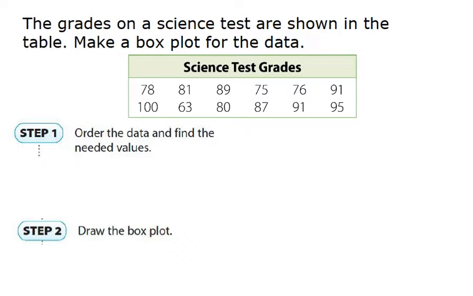The grades on a science test are shown in the table. Make a box plot for the data. The first thing we have to do is order the data and find the 5 needed values. So we're going to order them least to greatest. We've been doing this a lot, so remember we cross off if we can to make sure we get all the values.